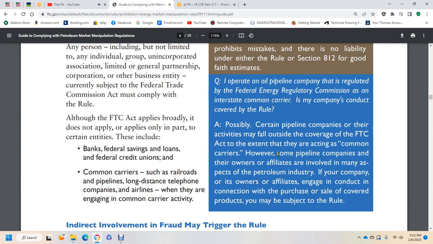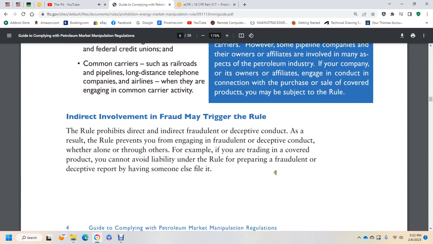However, some pipeline companies have owners affiliated with them and are involved in many aspects of the petroleum industry. If your company, owners, or affiliates engage in conduct in connection with the purchase or sale of a covered product, you may be subject to the rule.